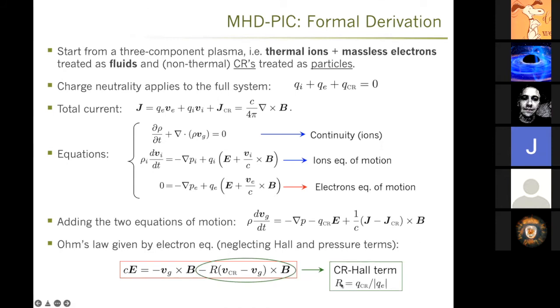It has to be a small number for the formulation to be valid, because we assume that Q_CR is much smaller than the other two. Q_CR is a small population of non-thermal particles, because you want to study the acceleration of these particles. So you consider a small portion of it.